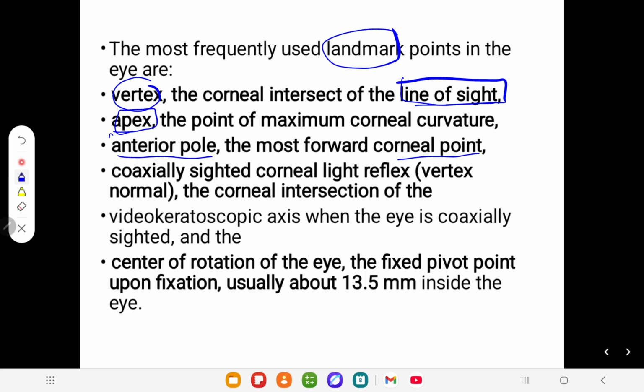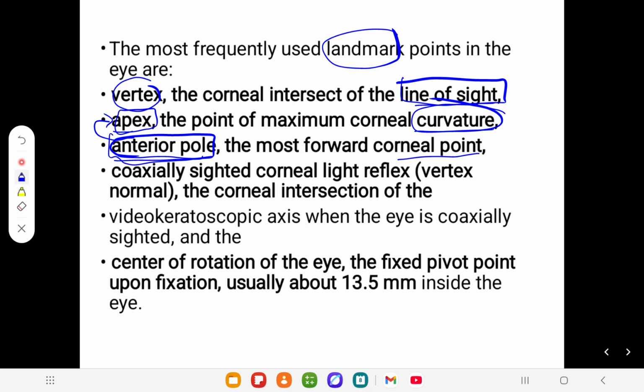Sometimes you get confused between anterior pole and apex. Apex means maximum corneal curvature. It is curvature. And anterior pole means the most forward corneal point. It is not necessary that if some point of the cornea is most forward, its corneal curvature has to be maximum. That's not the case. So the two are different things.